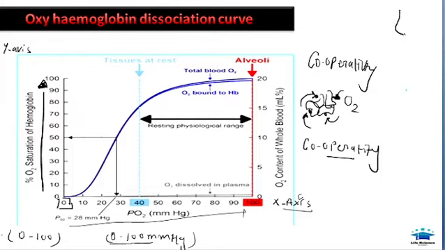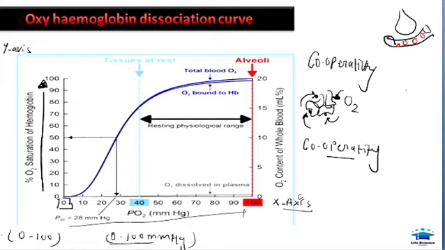This is the alveoli, and this is the blood capillary. The blood capillary is very thin, even the diameter of one RBC is very thin. Only one RBC can move at a time. So in this time, what happened?